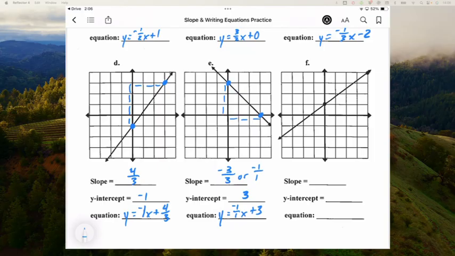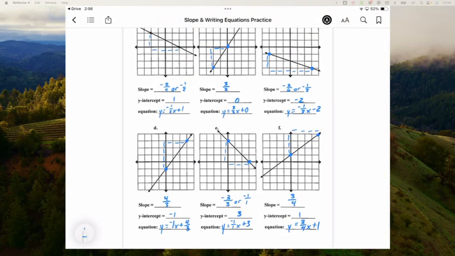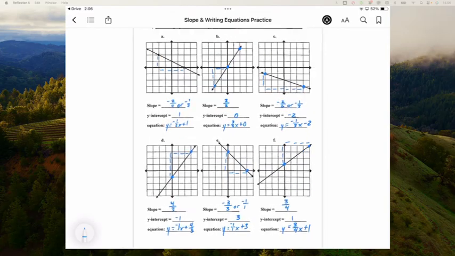Next, we have this point and this one. Y-intercept is 1. Slope is 1, 2, 3 over 1, 2, 3, 4. Y equals 3/4 x plus 1. On to the back.